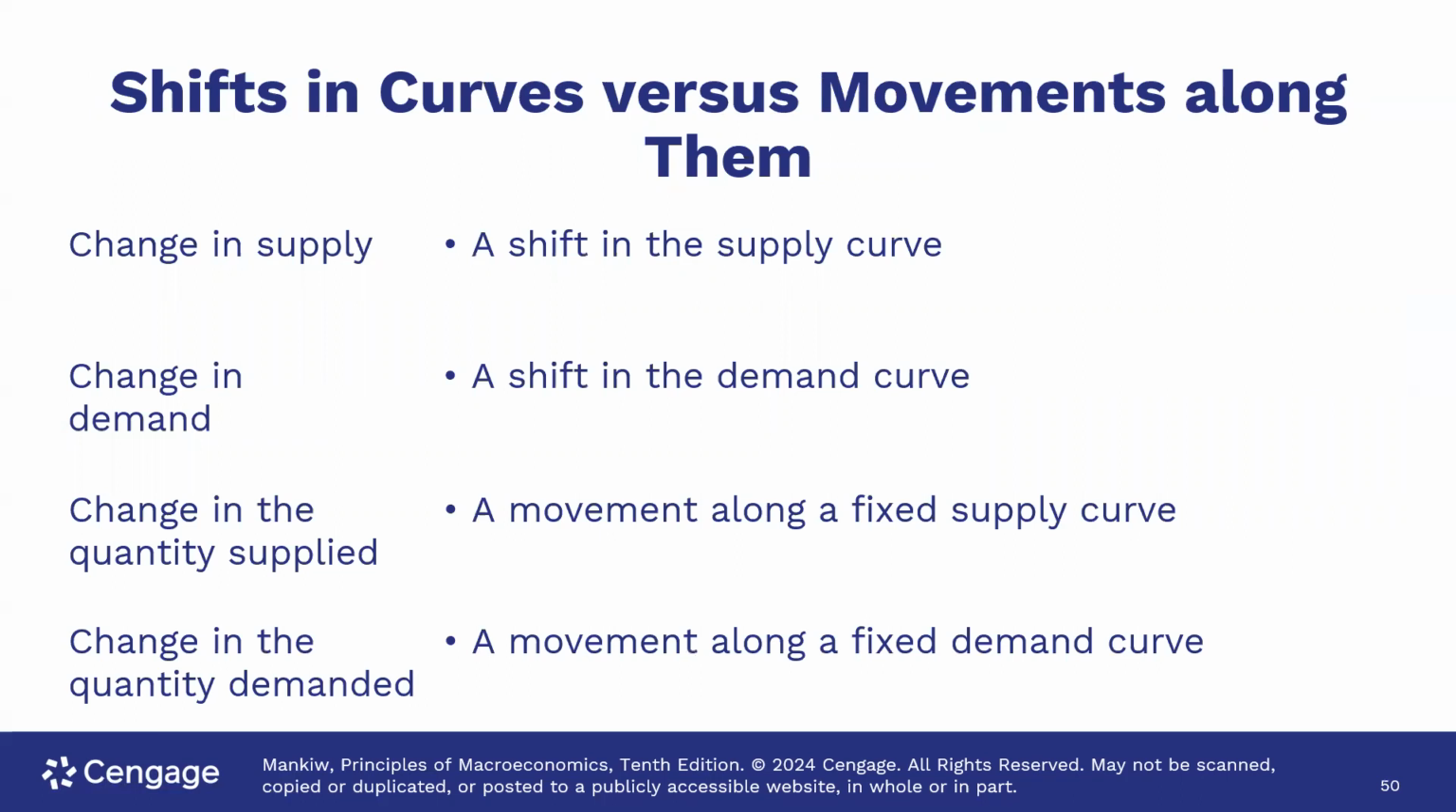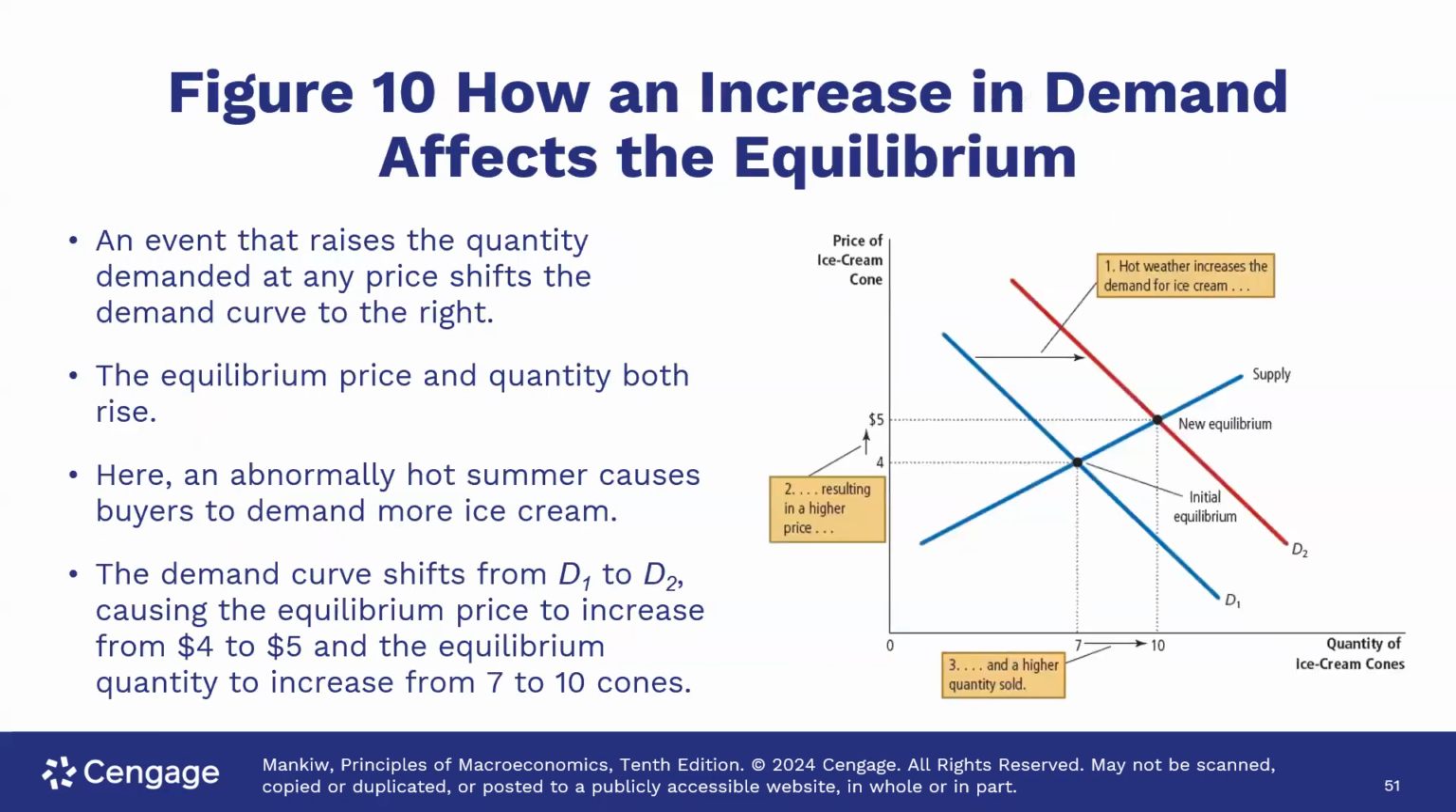All right. So here is just a summary of what situation will lead to a shift and what situation will lead to a movement on the curve. Let's look at this one example. An event that raises the quantity demanded at any price shifts the demand curve to the right, right? So if the demand curve shifts to the right, then the equilibrium price and the quantity both rise.